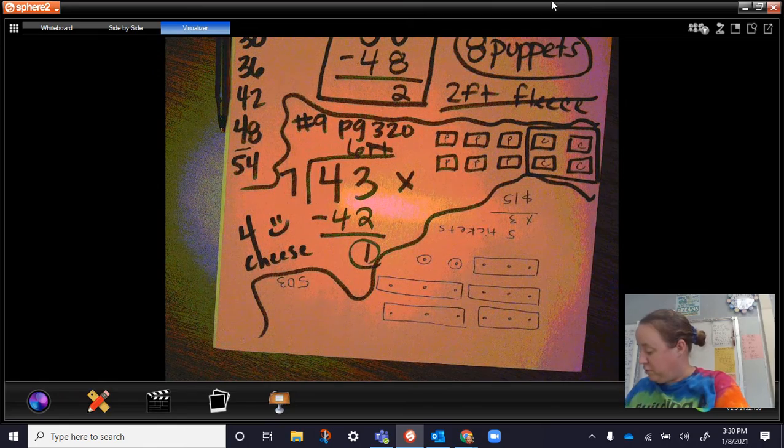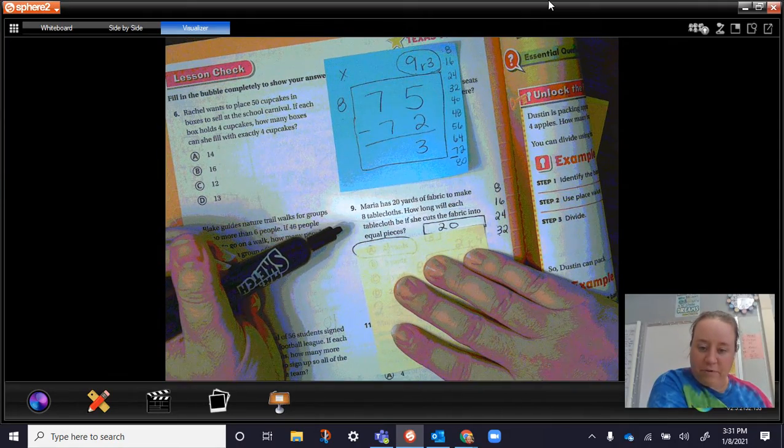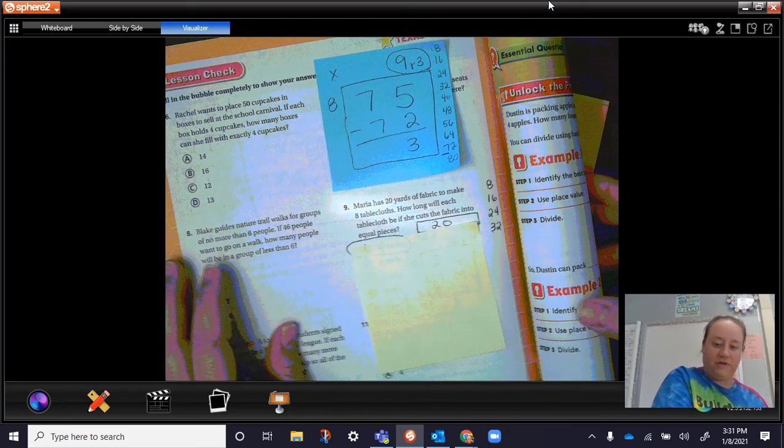Okay, then we flipped over to page 322. And on 322, let me find, I got a whole other sheet back here. All right, on 322, let me cover up my work here so I can do it with you guys. We have Maria, and Maria has 20 yards of fabric to make 8 tablecloths. How long will each tablecloth be if she cuts the fabric into equal pieces?